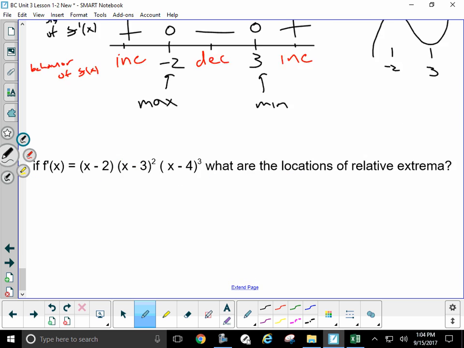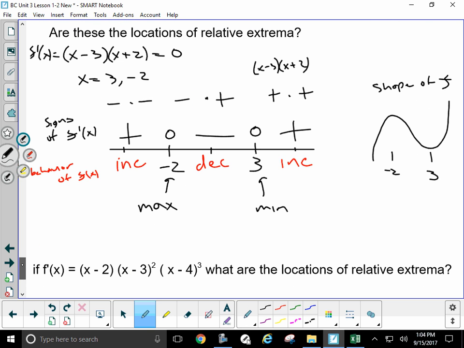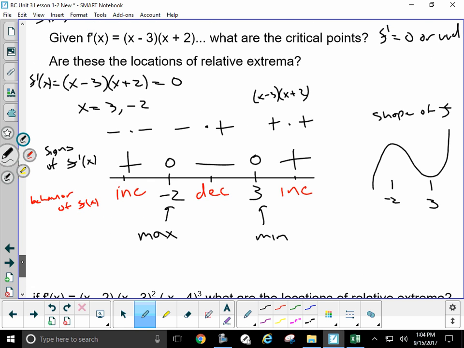Your turn. Yeah, there's a max at -2, and there's a min at 3. At x equals -2 and x equals 3.